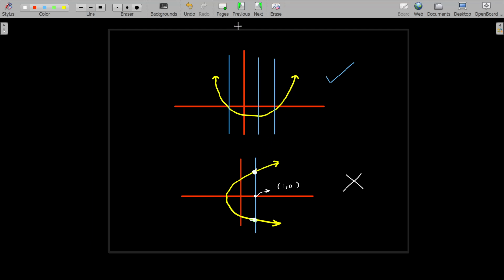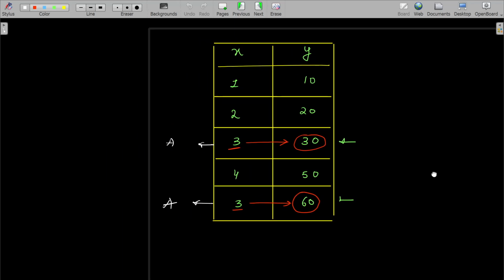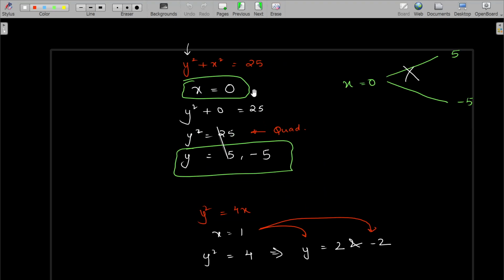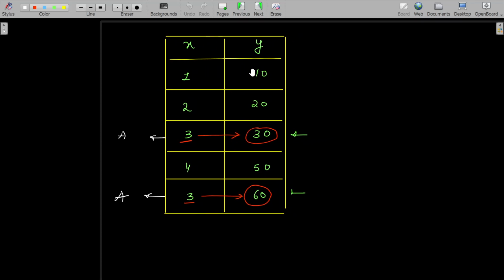Okay, so this question, whether a relationship is a function or not, can be asked in three ways. Actually, two more ways. So first way is they will give you an equation. For an equation, just see if there is a y square term, then it will not be a function. Then they can give you the data in tabular form, and this same data can also be given to you in form of ordered pairs.